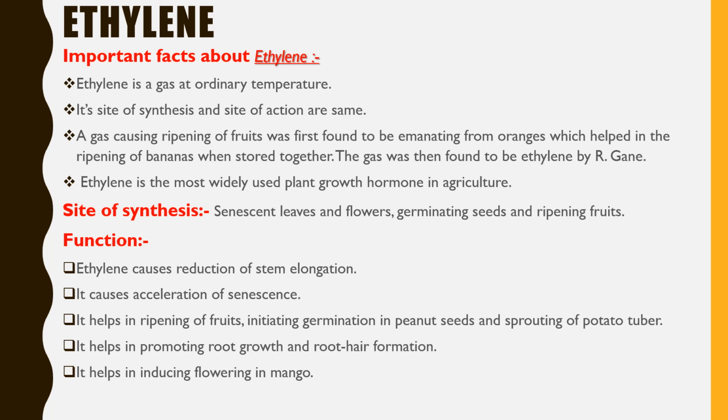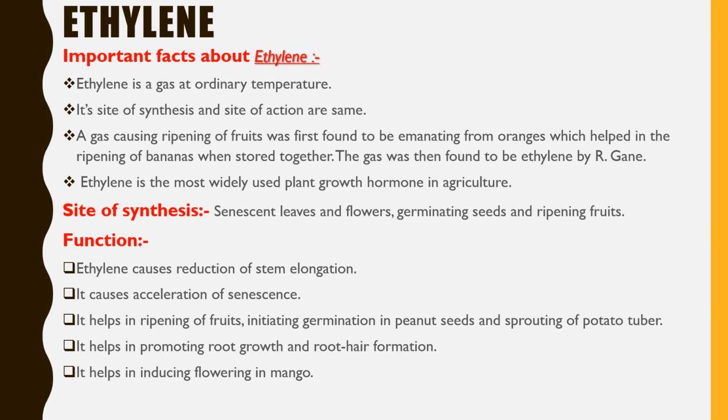The functions of ethylene are: ethylene causes reduction of stem elongation. Auxin and gibberellin facilitate cell elongation, but ethylene reduces cell elongation. It causes acceleration of senescence. It makes the leaves grow old and it ripens the fruits, and then the old leaves and fruits fall off from the plant.